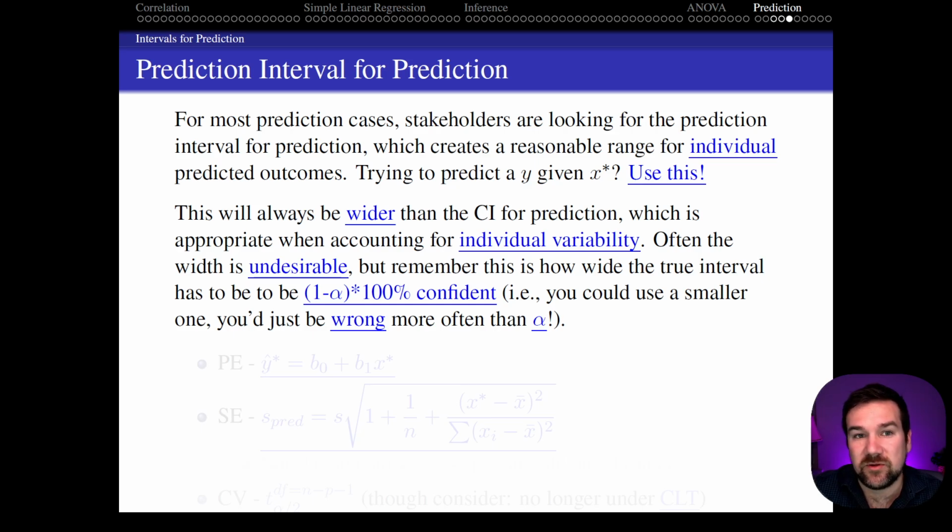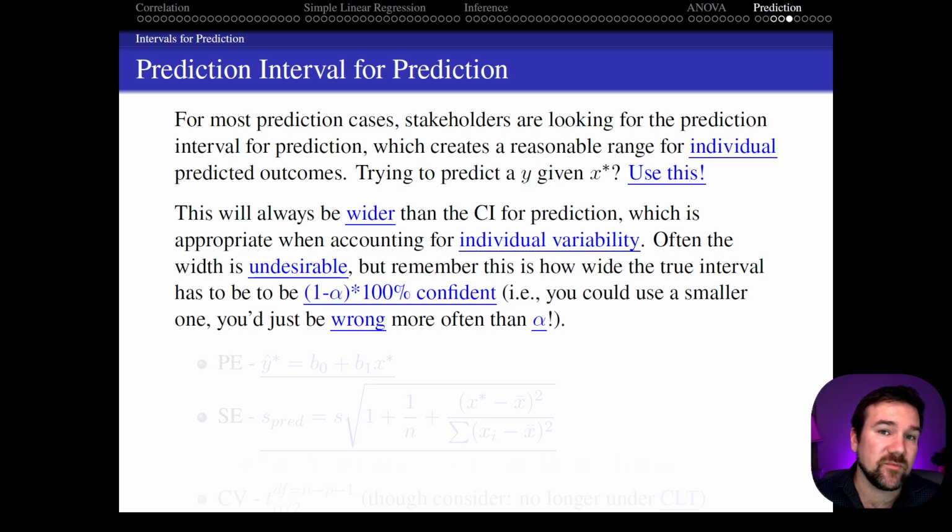And sometimes people will say, I want to use the confidence interval because it's narrower. It's not that you can't do that. It's that you're just wrong. Your error rate is higher, potentially much higher, than if you used the correct interval that has the correct error rate. So could you use a smaller one? Yeah, you'd just be wrong more often than you say you want to be.